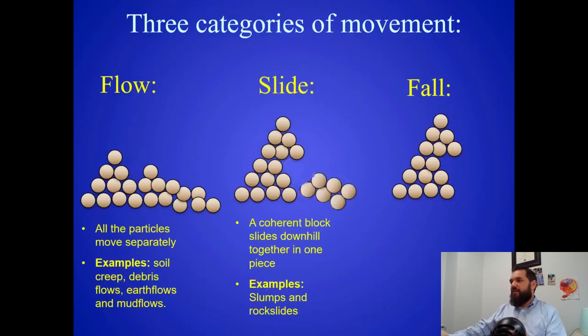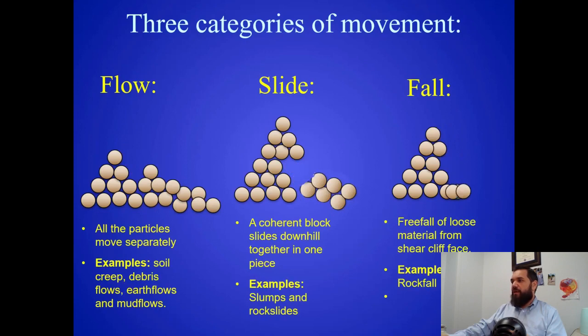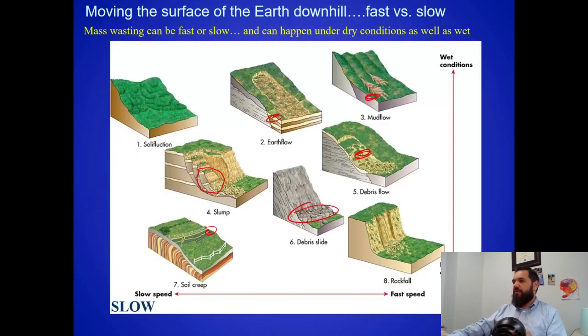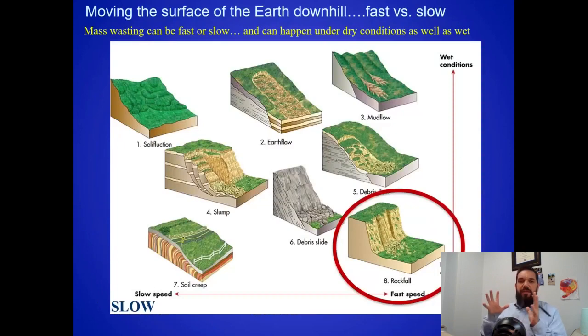The last thing is a fall. A fall is when free, loose material falls directly under the force of gravity from a sheer cliff face. An example of that is a rock fall. I don't think we have any other examples of falls here, so it's just rock falls. Those are the three broadest categories of mass wasting.